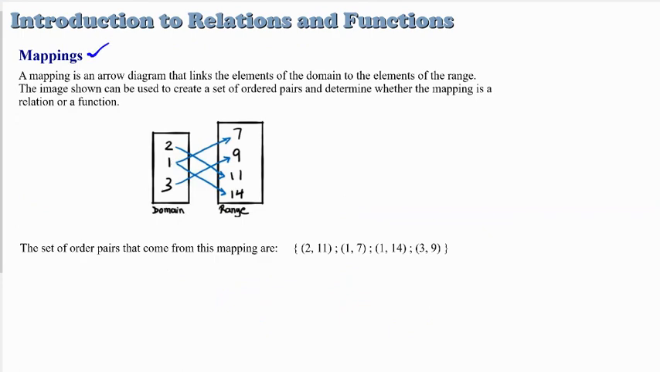Next are mappings. A mapping is an arrow diagram that links the elements of the domain to the elements of the range. The image shown can be used to create a set of ordered pairs and determine whether the mapping is a relation or a function. So we see that the arrow starts at 2 and goes to 11. That means that the first number in the ordered pair is 2, and it is being paired with the number 11, and that's what we have here.